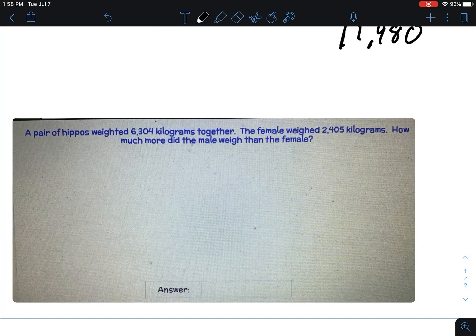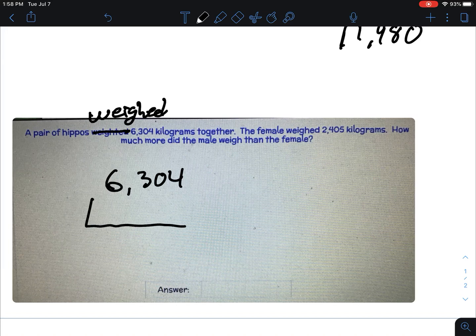Second kind of problem is hippos. A pair of hippos weighted. That's incorrect. Should be weighed. Let's get the right look. I'm giving you a grammar lesson too. A pair of hippos weighed 6,304 kilograms together. All right, together, that's the total. So if I'm going to draw a tape diagram, 6,304 is the whole thing.